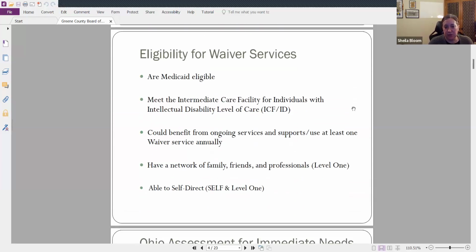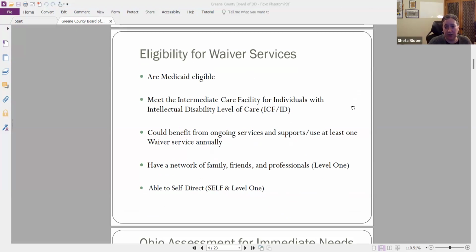So like I said, with the eligibility for Medicaid waivers, you do have to go through Medicaid eligibility, which also includes verification of eligibility for Social Security benefits. Again, each county has a person that can help you through that process. And then you have to meet what is called an intermediate level of care.